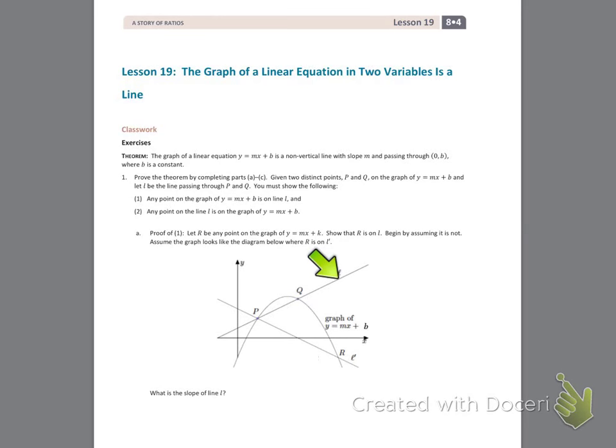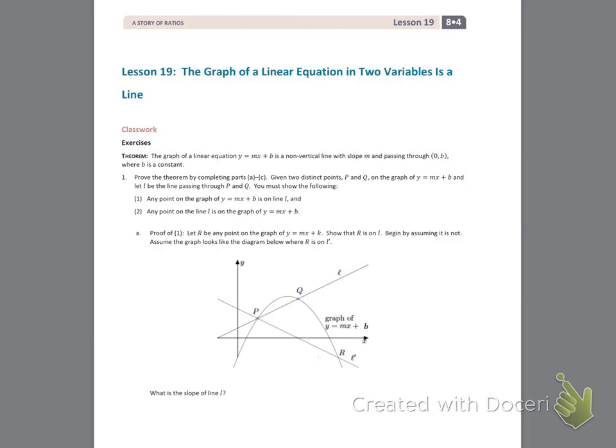So, like it says here, assume the graph looks like the diagram below, where R is on a different line. It's on line L prime right here. So we're asked to see what is the slope of line L. So let's do that now.